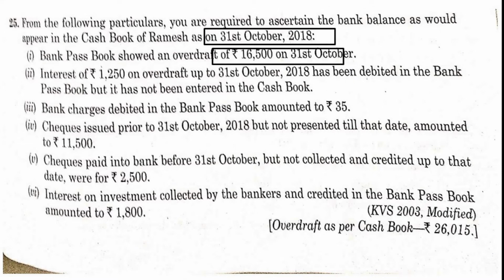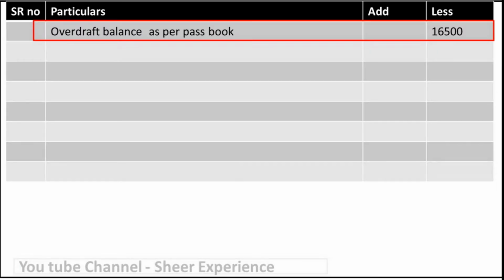From the following particulars, you are required to ascertain the bank balance as would appear in the cash book of Ramesh as on 31st October 2018. As soon as we see the problem, we have to check for bank reconciliation date. Here the reconciliation date is 31st October 2018. The problem clearly states overdraft balance as per passbook, that is 16,500. As I mentioned earlier, the overdraft balance we have to mention in the less column because overdraft is a liability.